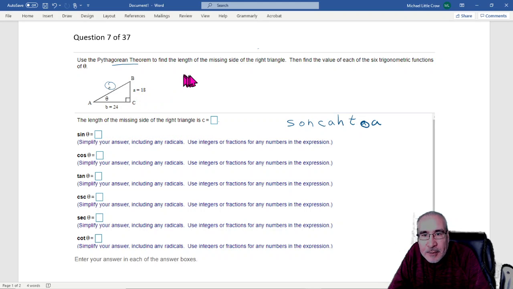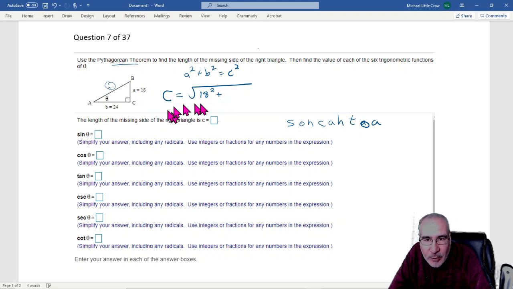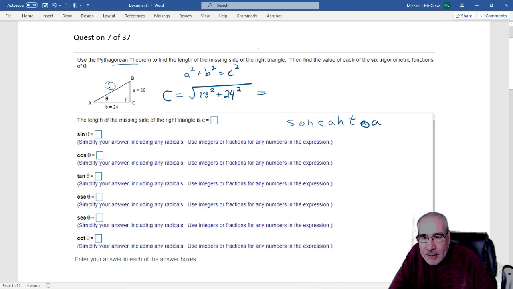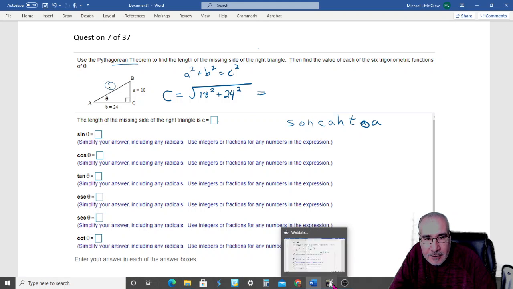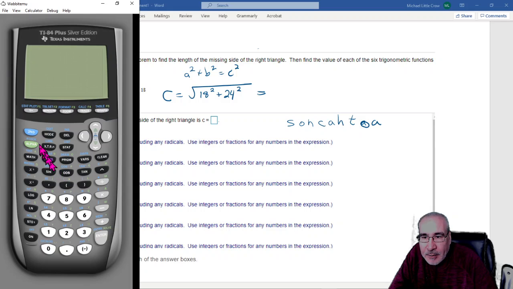Using Pythagorean theorem, we know that a squared plus b squared equals c squared, and so c is going to be the square root of a squared plus b squared. We have the two leg sides, so that's good. So we just square them and add them and take the square root. We can do that all in one fell swoop and get our answer. Plug that into your calculator. There it is.